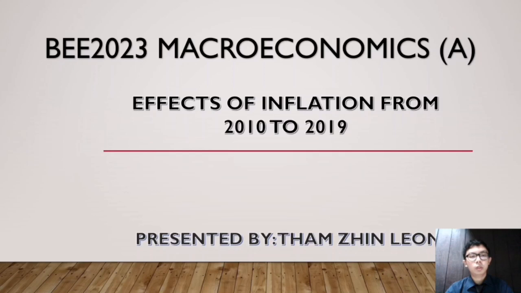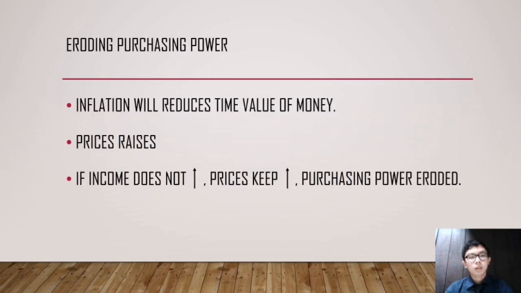Now I'm going to continue about the effects of inflation from 2010 to 2019. The next effect is eroding purchasing power. This is because inflation will reduce the time value of money. Simply, purchasing power is how much we can buy using our money, as it depends on the time value of money. While time value of money means that money available today is more valuable than the same amount of money in the future. Prices of goods will rise over time because of inflation.